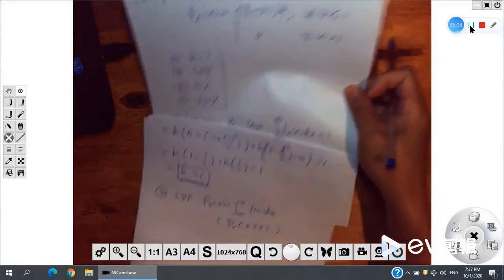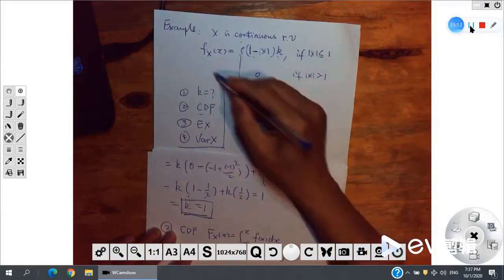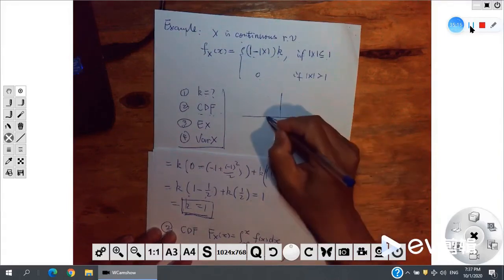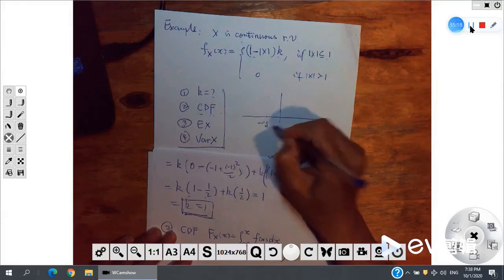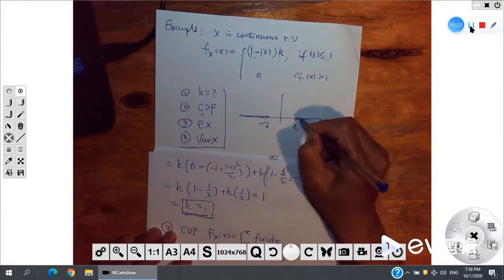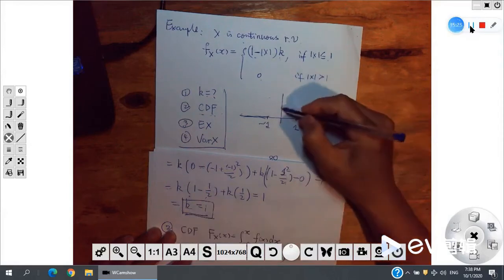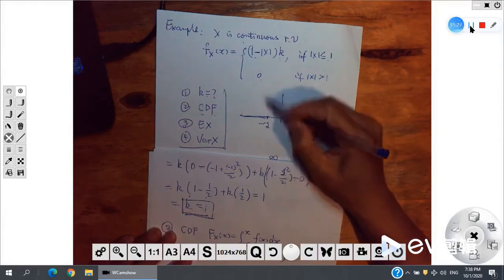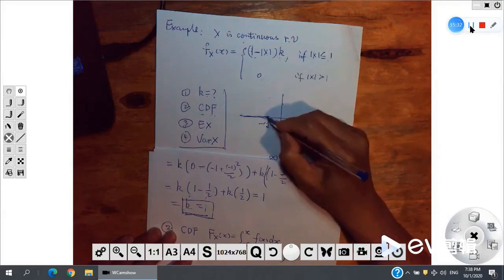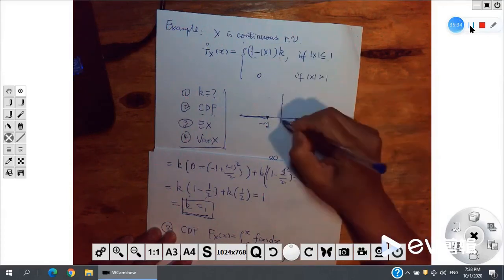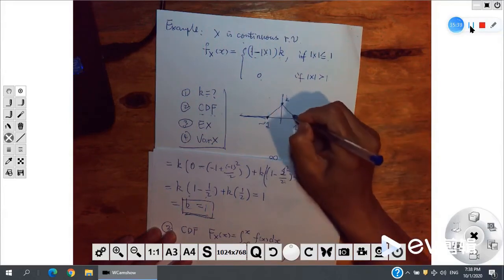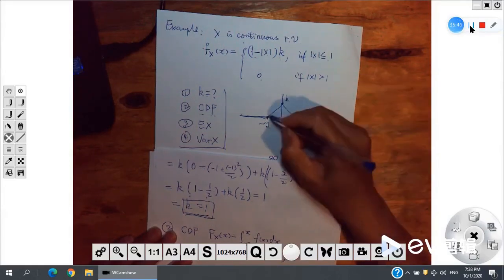Here let me give a graph of fX. It will look like this: on this side is -1, this is 1, so on both outer sides the density is 0. And between them, when x is 1 or negative 1, it is 1 minus 1, so it's 0. When x is 0, this is k. So it's just like a triangle, like this.